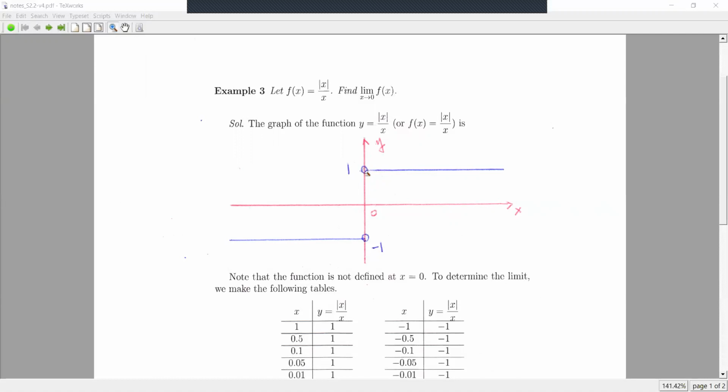Therefore, I place two open dots on the graph at x is 0. One open dot means the point doesn't belong to the graph of the function. A solid dot is function value. At x is 0, no function value. So at x is 0, no solid dot corresponding to it. Okay, now in this example, we want to find this limit. We want to find as x approaches 0, what number the function will approach.